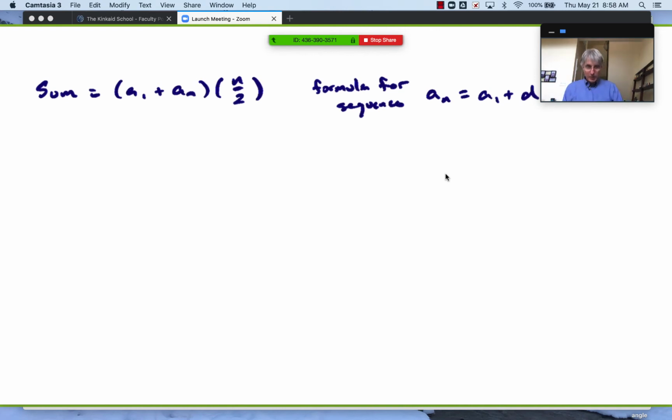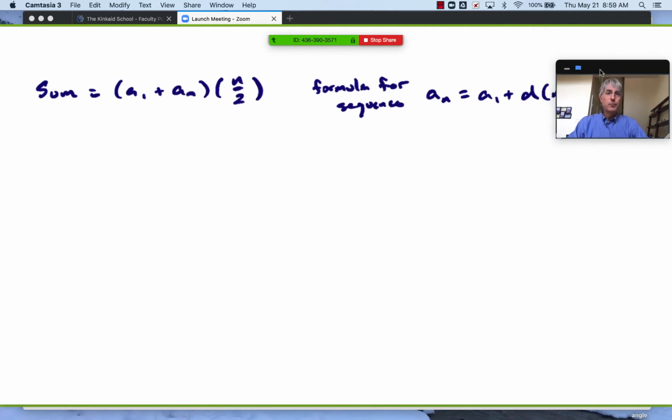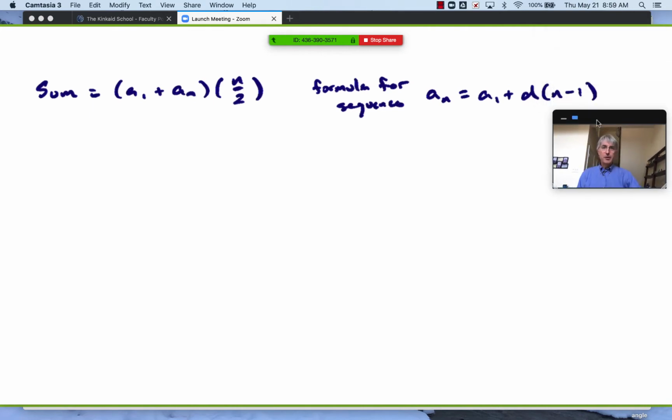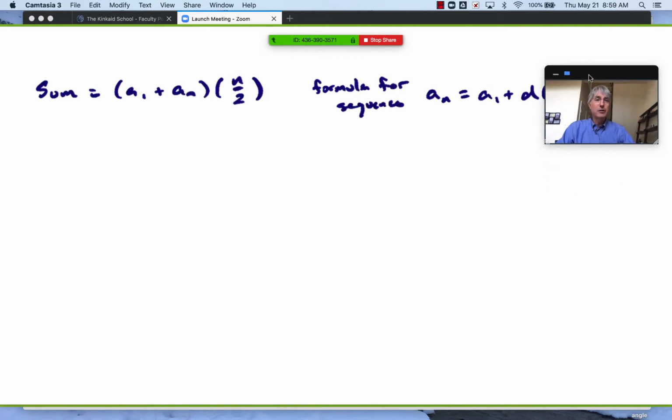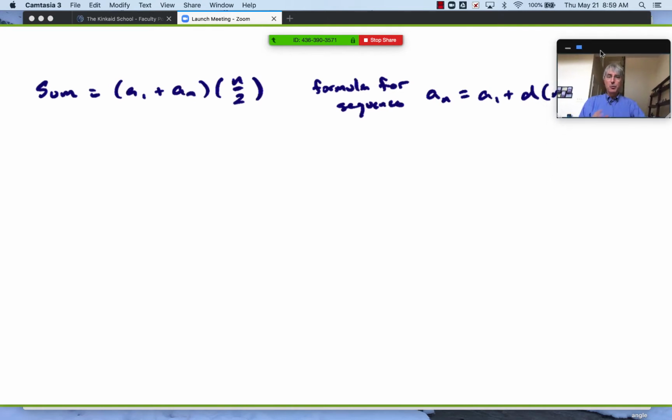So in working with arithmetic sequences and sums, these are going to be the two formulas that you need to know and need to use. They'll be given, so it's not like these need to be memorized, but as we work through a couple of example problems, I will refer to each of these.